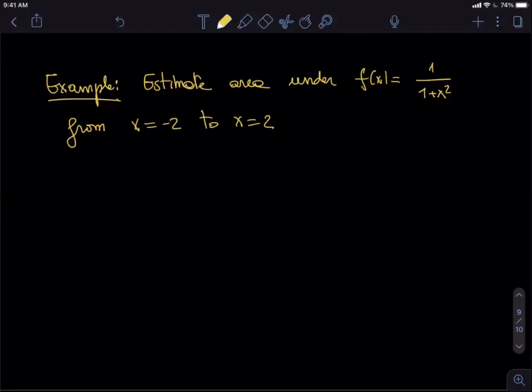Let's do an example now. So in this example, we want to estimate the area under 1 over 1 plus x squared from x equals -2 to x equals 2. And here you can use your calculator or your calculus superpowers to plot the curve, which is something like this.